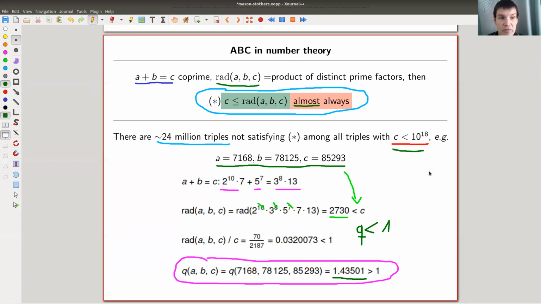Anyway, so this is one of the conjectures. And it's one of the most important ones in number theory. And, well, I don't want to judge anyone, but there is a proposed proof.